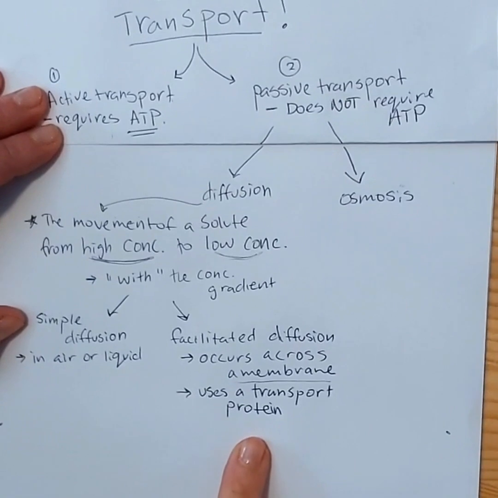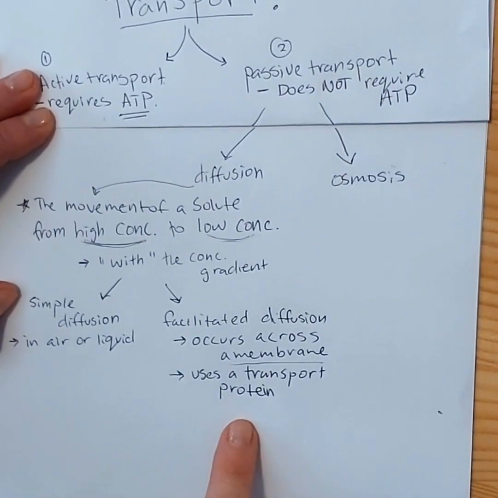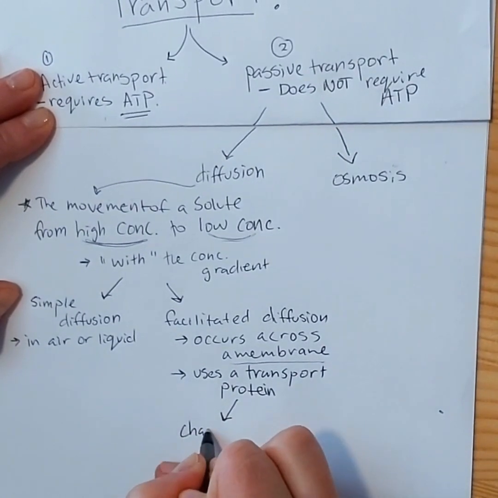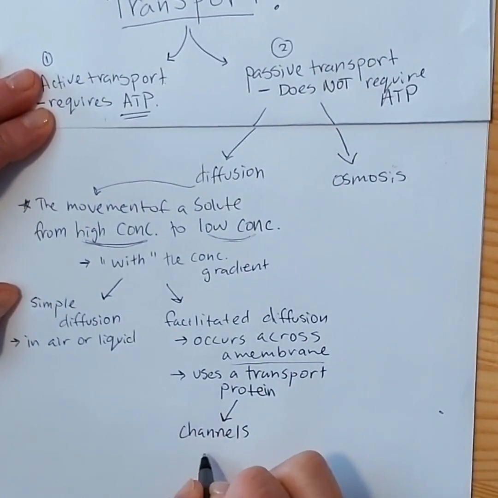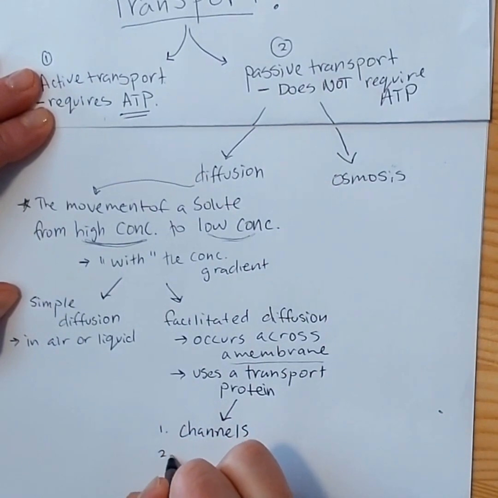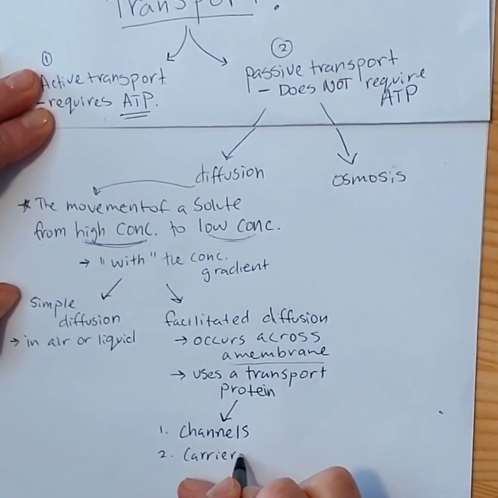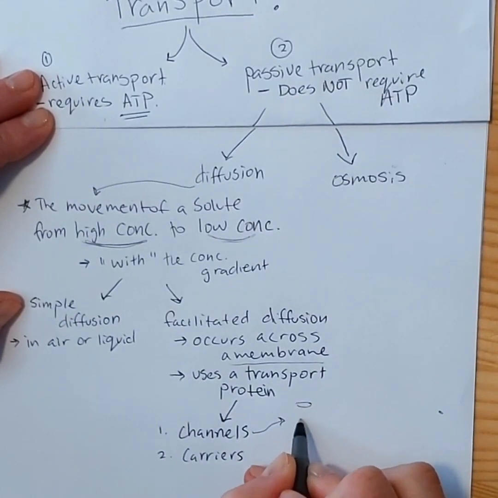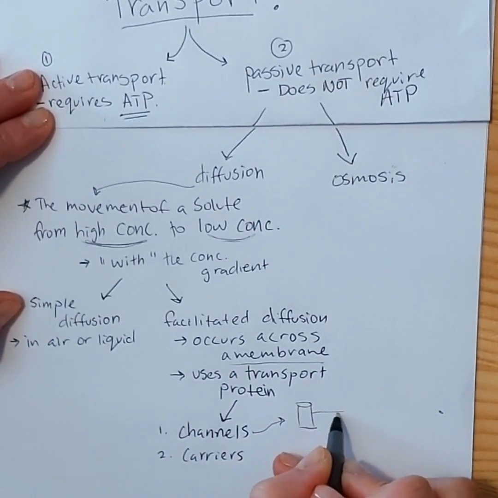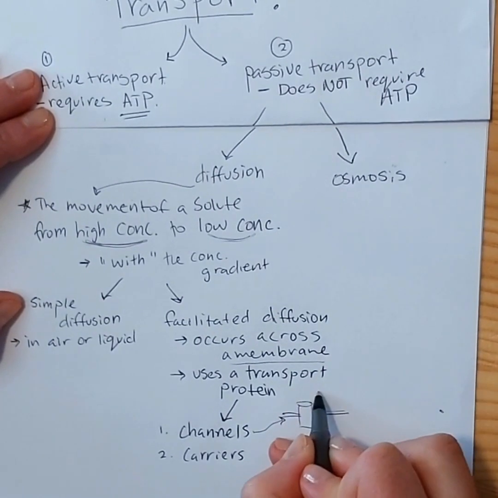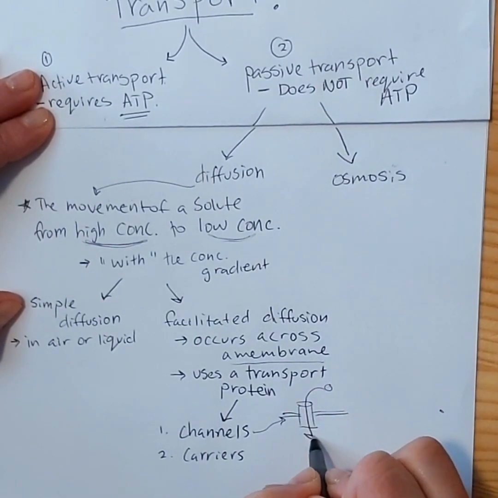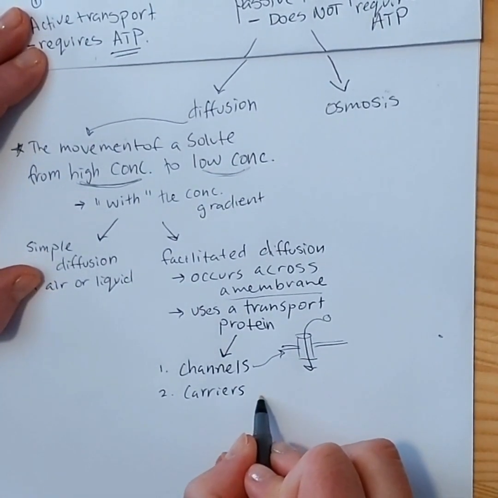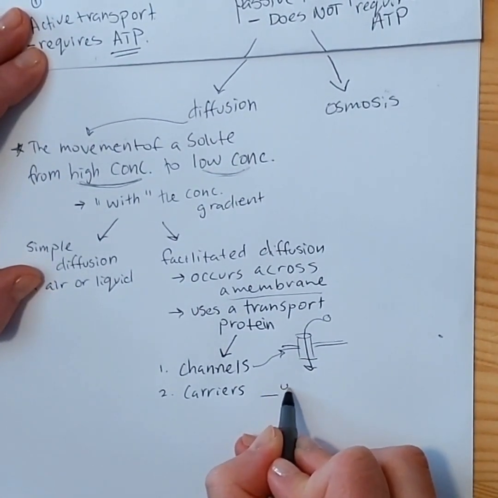The proteins it's going to use are called transport proteins. We have two main types of transport proteins. We've got channels, and then we've got carriers. Channels kind of look just like a tube going right through your membrane. So whatever you're going to try and move can just go straight through. That's a channel. Carriers are going to move and transport your solute.